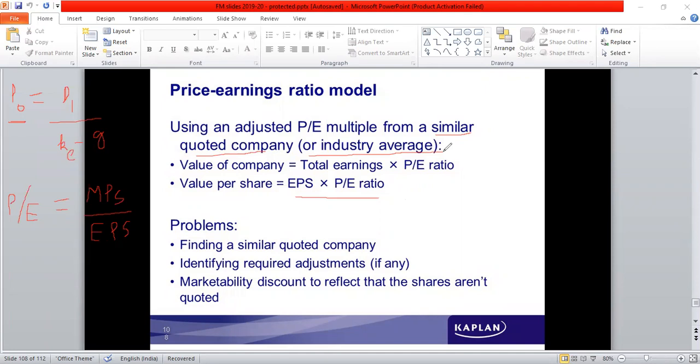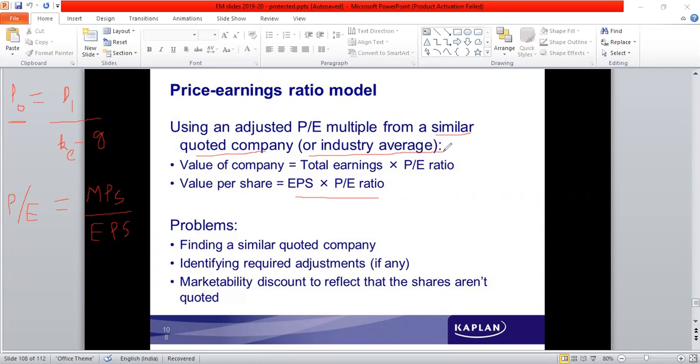So the valuation is based on their present earning capacity. So we take the formula of price earnings ratio, and find out the present market value of a single share. When we multiply it by the total number of shares, we can also find out the value of the company. Value of the company is equal to total earnings into price earnings ratio.